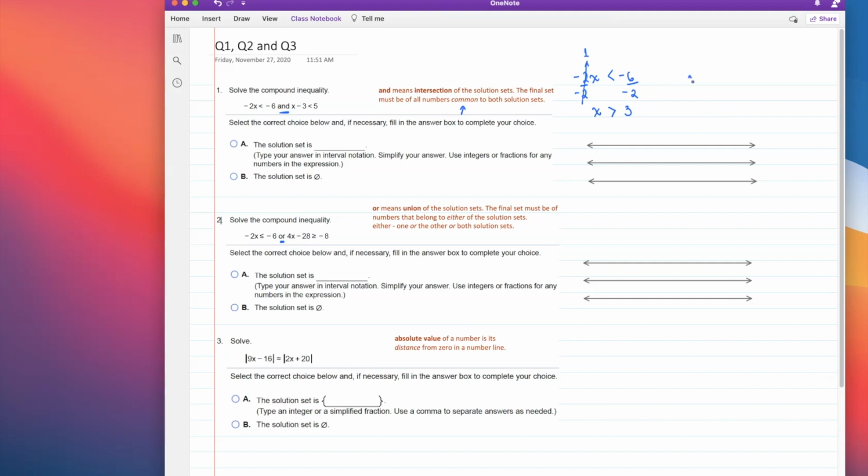Second inequality, x minus 3 has to be less than 5. Here, my x is by itself, but it's subtracting 3. So I add the opposite of negative 3 on both sides to get rid of this term here. And now my x is less than 8.